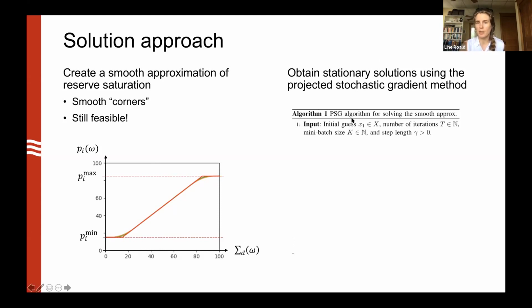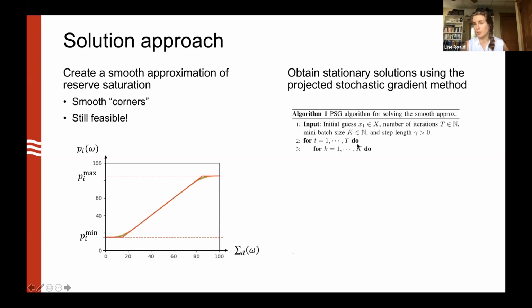In this projected stochastic gradient method, we start with an initial guess for our solution X. We decide on a number of iterations T that we are going to use, what the mini batch size is, meaning how many samples we consider in each iteration, and then we decide on the step length. I'm describing the algorithm with a constant step length, but in reality, we had a step length that was also adaptive.